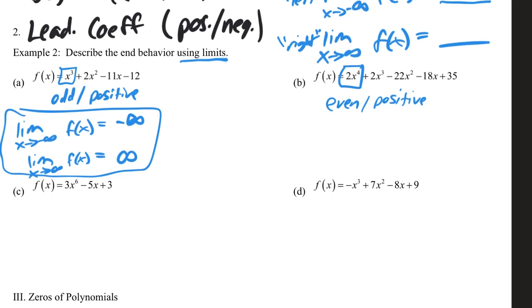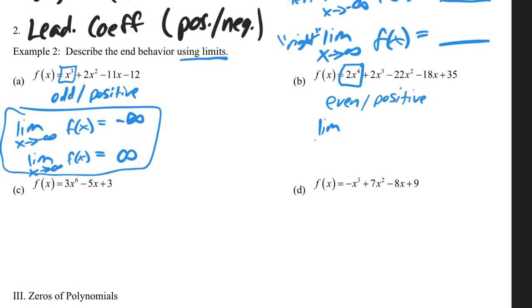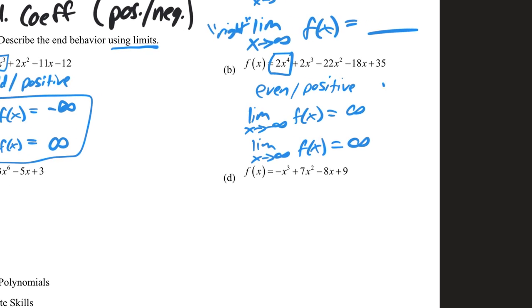So then you just have to take the time to write the limit statement. The limit as x goes to negative infinity goes up. The limit as x goes to positive infinity goes up to positive infinity. It would be that situation if we're sketching a graph.